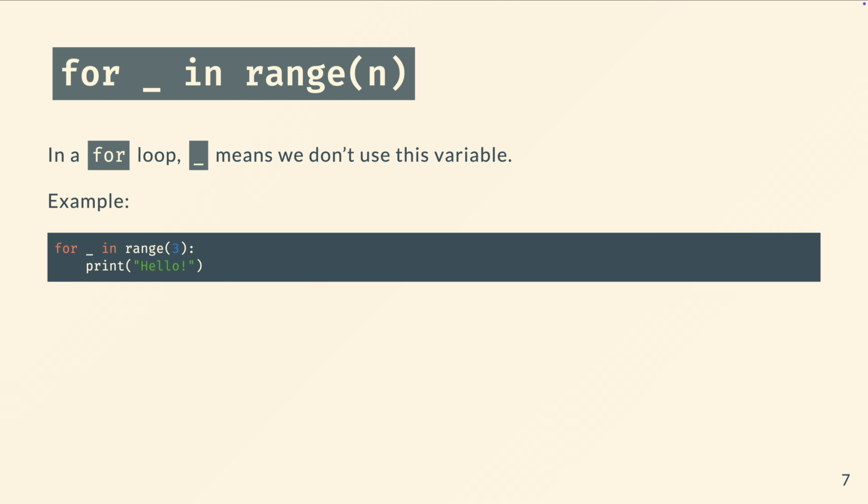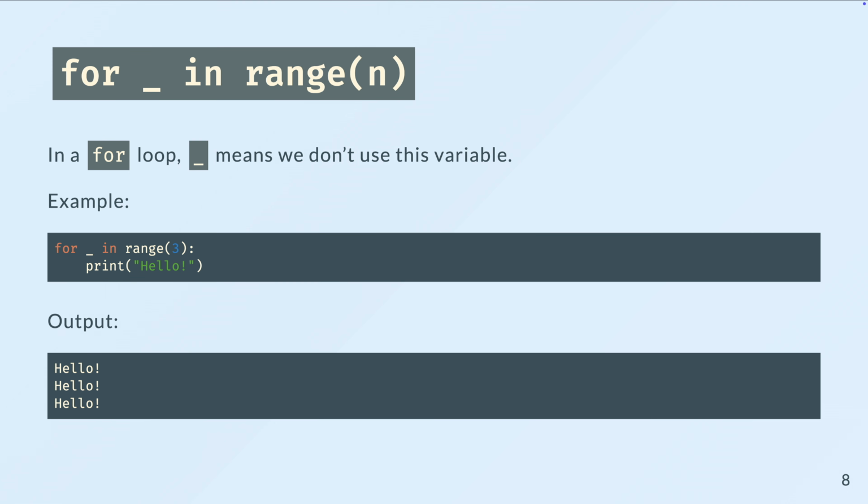Here is a useful loop trick. For underscore in range of n. In Python, many people use an underscore instead of a specific variable name. It means, I'm not going to use this variable. Look at the code. This loop runs 3 times, and each time it prints the word hello. Here is the output. We get hello 3 times. 1 print per loop.